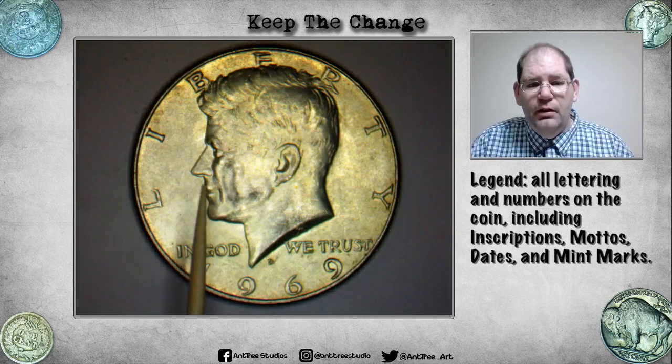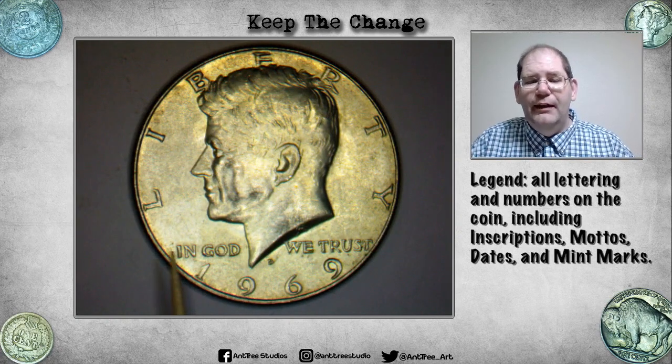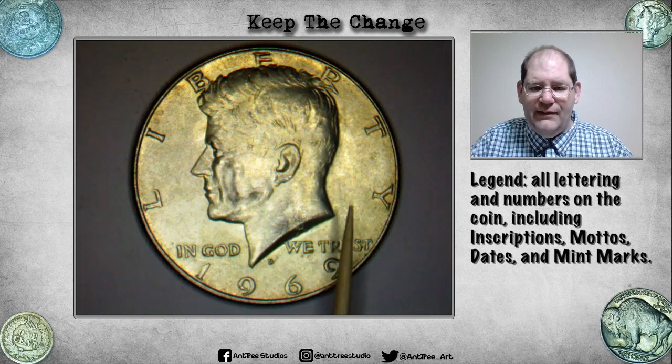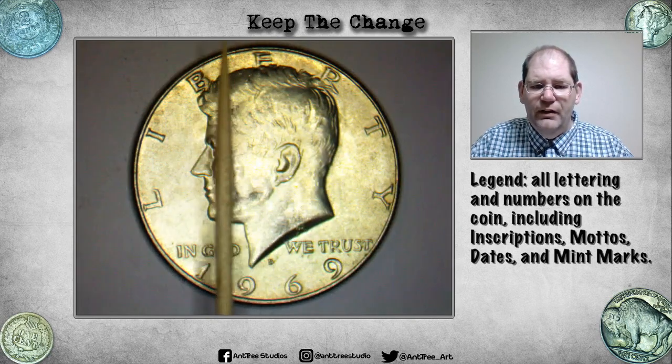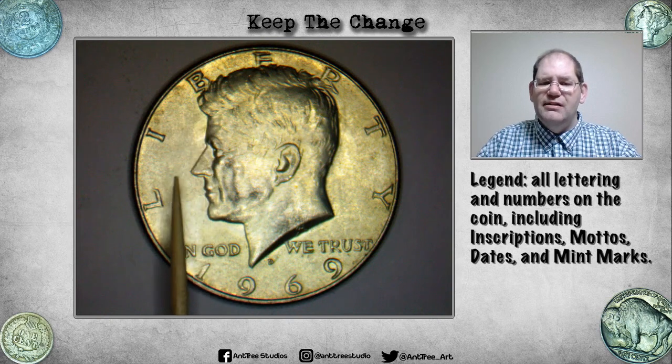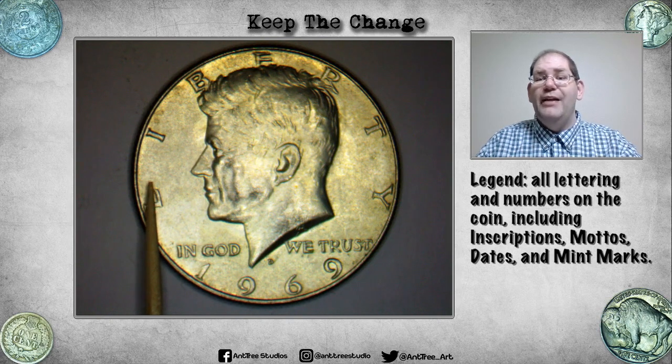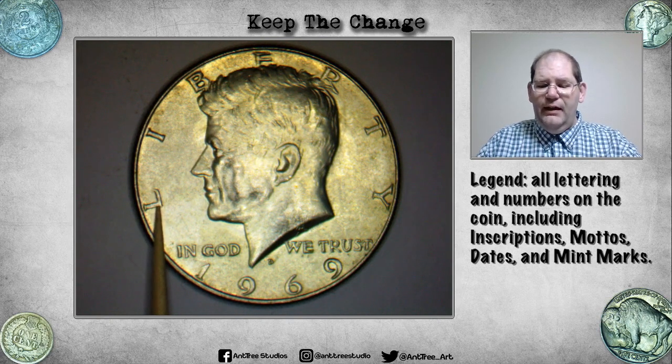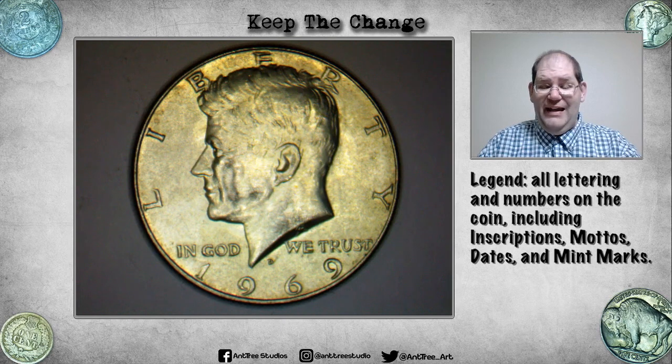After the portrait, we have what's called the legend. The legend is essentially all of the text, all of the characters, so all the numbers and all the letters written on the coin. Your date, the inscription, which are generally just single words such as Liberty, United States of America, and mottos such as In God We Trust, and the mint mark, which is where the coin was made.